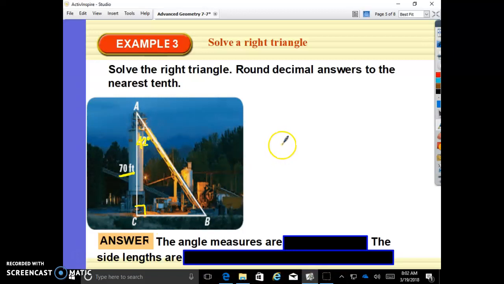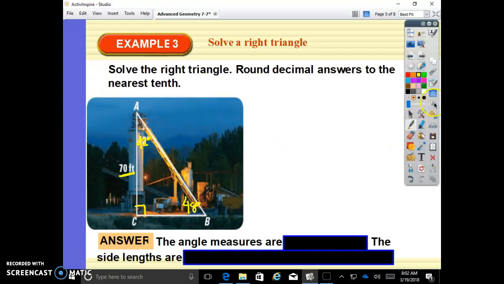The angle is the easiest to do, right? 180 minus 90 is 90, and 90 minus 42 is 48, so angle B is 48 degrees.